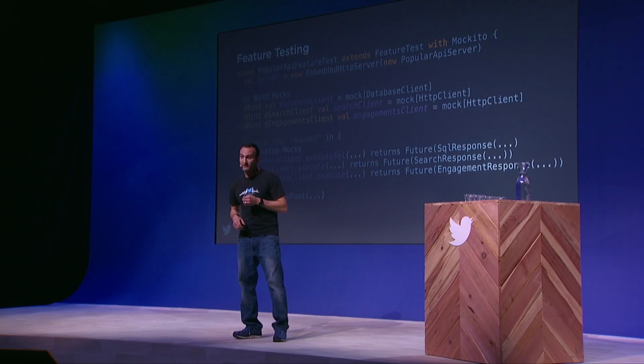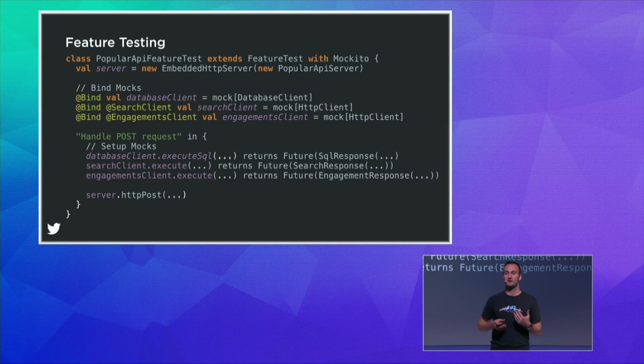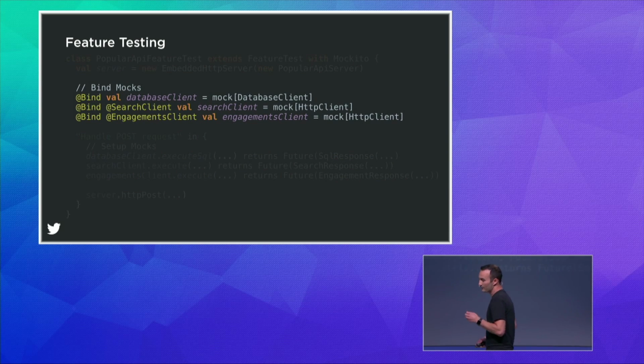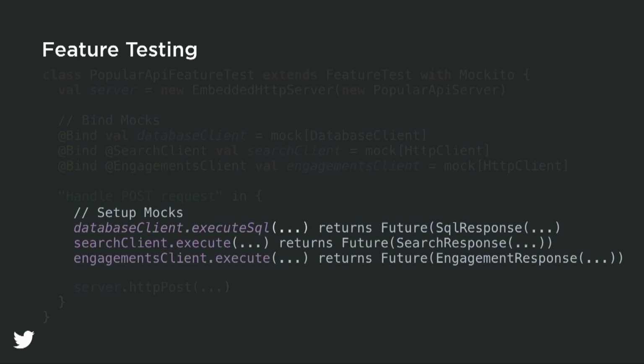As mentioned earlier, dependency injection frameworks also facilitate integration and feature testing. On screen, you can see a feature test that takes advantage of Guice's support for swapping in testables. Under the bind mocks comment, you'll see our use of the @Bind annotation. That signals to Guice that we wish to swap out a real class with a testable. In this case, it's a Mockito-created mock. And underneath the setup mocks comment, you'll see where we script up the mocks to return the desired behavior at the desired times.